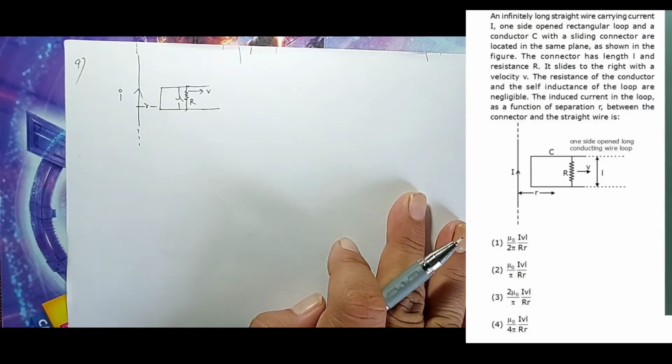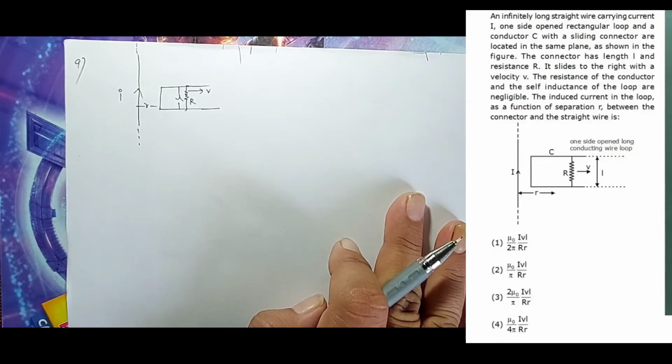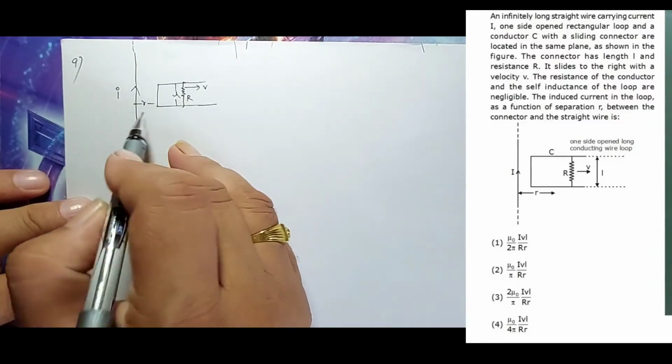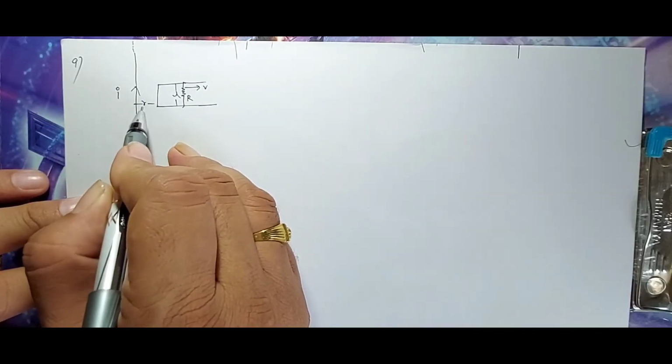It is moving with its sides to the right with a velocity V. The resistance of the conductor and the self inductance of the loop are negligible. The induced current in the loop as a function of separation R between the connector and the straight wire is.